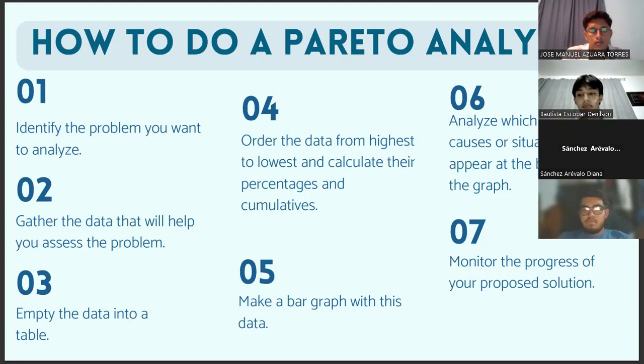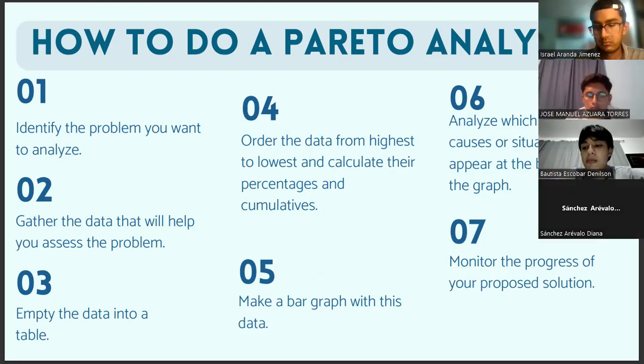And then the sixth point, you have to analyze which are the causes or situations that appear at the beginning of the graph. It's important that you analyze very precisely the causes of the problem. So you have to pay attention to what to modify, or maybe you have to add something or change the way that something is made. You have to pay attention to what could be a solution for that problem.